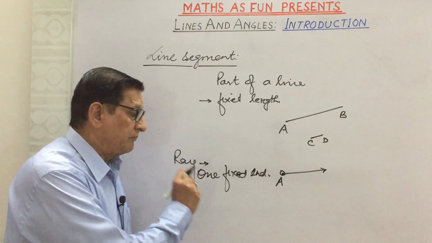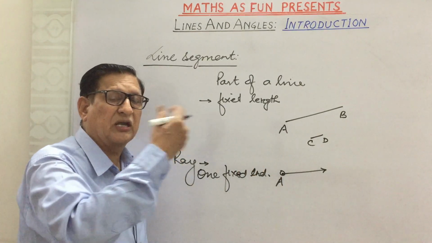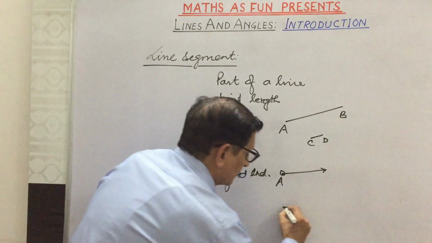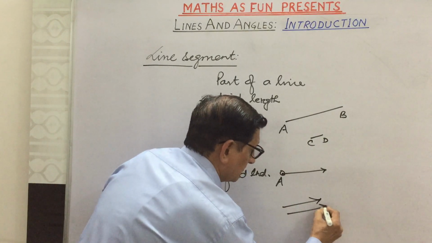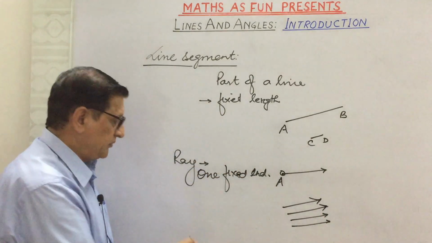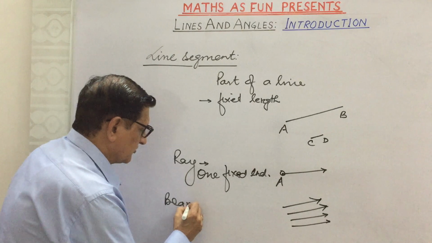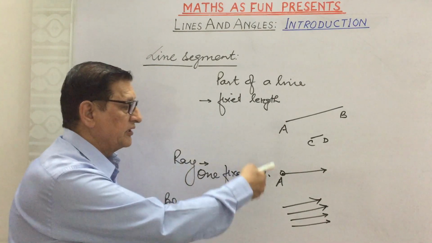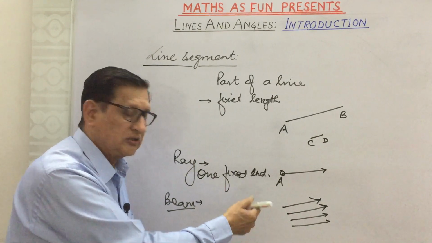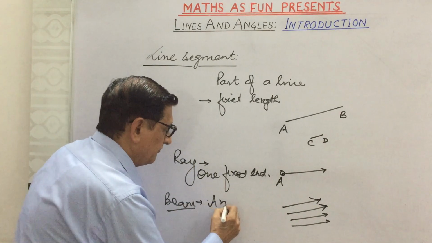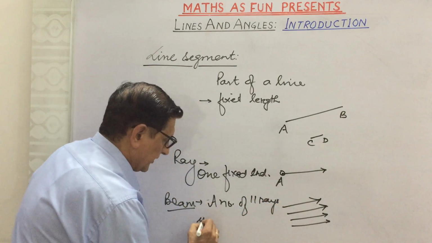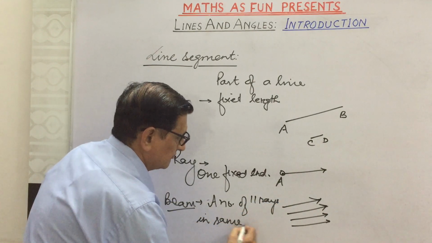If we draw a number of parallel rays in the same direction, they are all unidirectional. It means we draw like this. Then we call it a beam. So a beam is formed with a combination of parallel rays in the same direction.